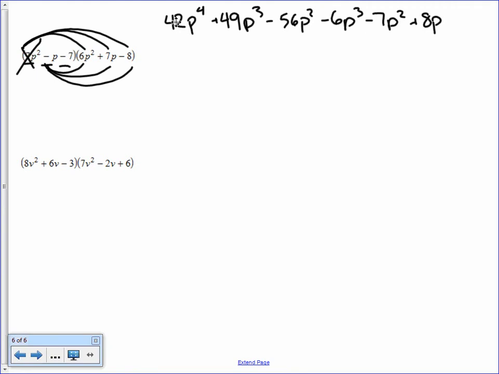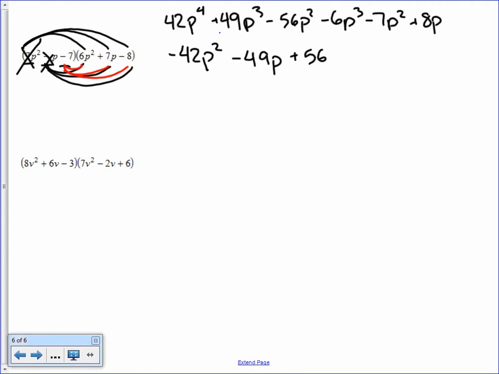So there's that negative p through, so double check my work here. Okay, looks good. And now we have to distribute the negative 7 through. So negative 7 times 6p squared, that's going to give me a negative 42p squared. Then I'm going to have a negative 49p, and then a positive 56. Okay, so we have 1, 2, 3, 4, 5, 6, 7, 8, 9 terms, so we're good there. And then we just need to combine like terms.